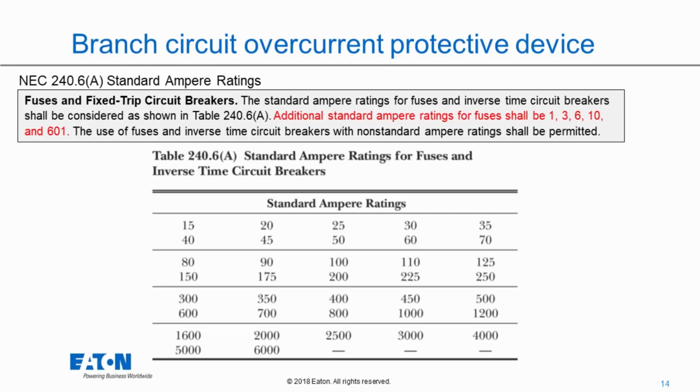So when you look in the fuse world, if you look at a Class CC fuse, you'll see a 7.5 amp. You'll see some other amp ratings in there. So don't be alarmed. They can certainly be used as branch-rated devices.